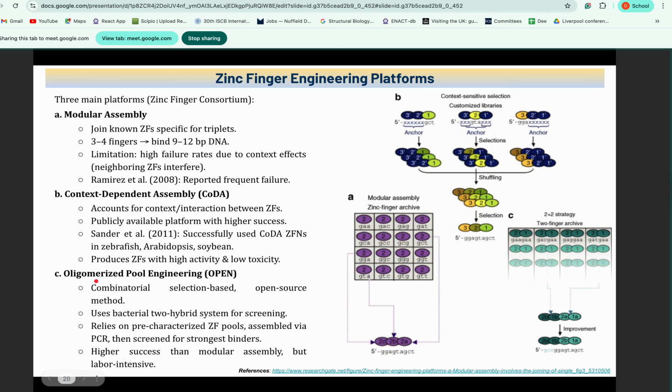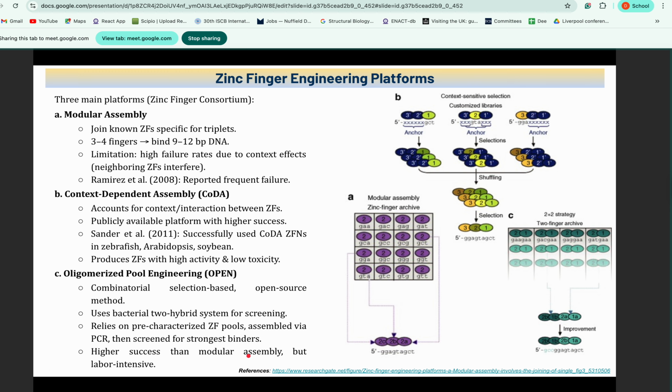Now, the third type of method where the zinc finger nucleases can be designed is oligomerized pool engineering, which is also known as OPEN, in which a combinatorial selection based and open source method is used. It uses a bacterial two hybrid system for screening, and it relies on pre-characterized zinc finger pools assembled by PCR and then screened for the strongest binders. So all these approaches are nearly similar and have higher success than the modular assembly, but they are labor intensive.